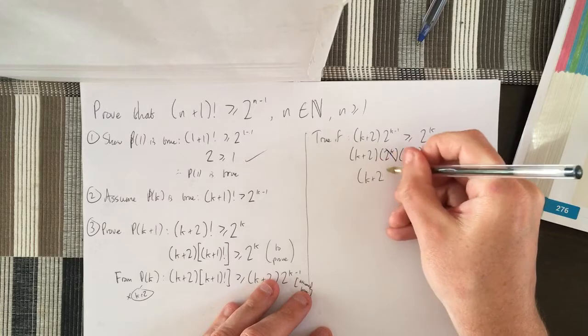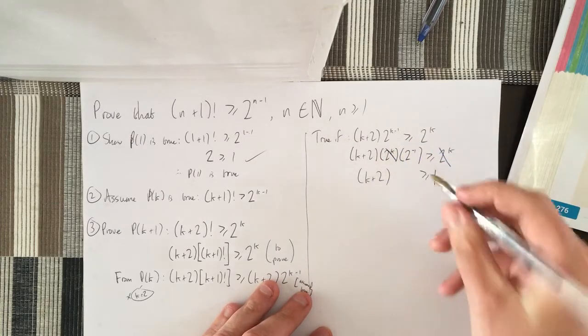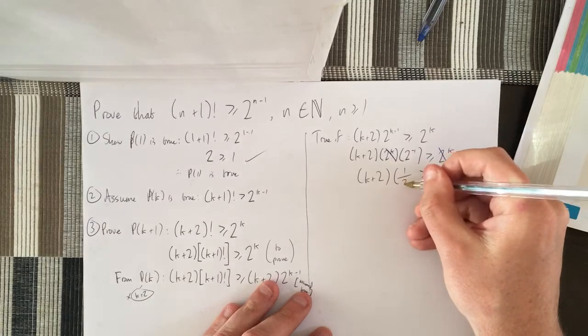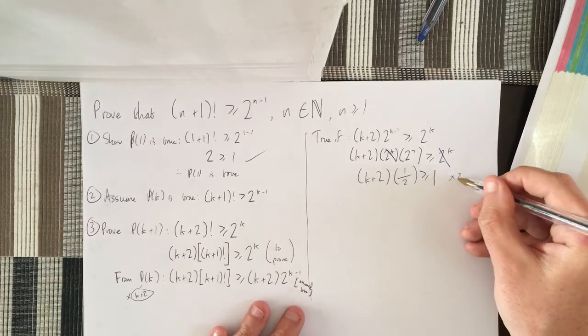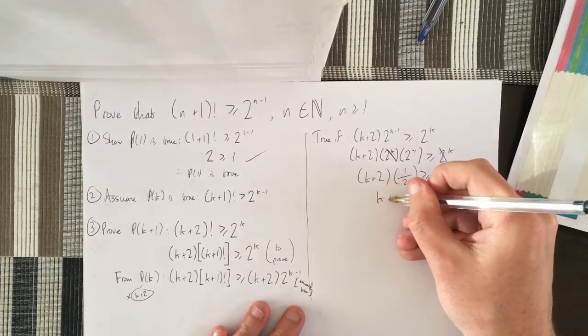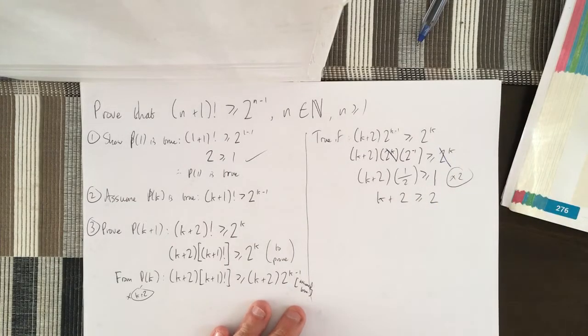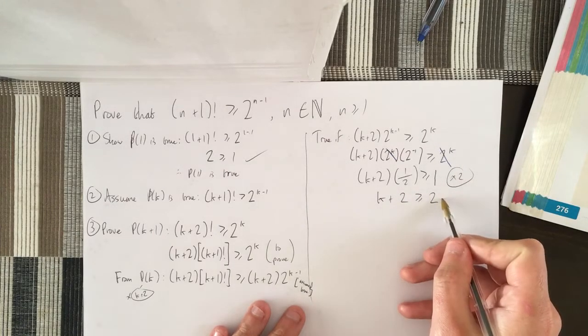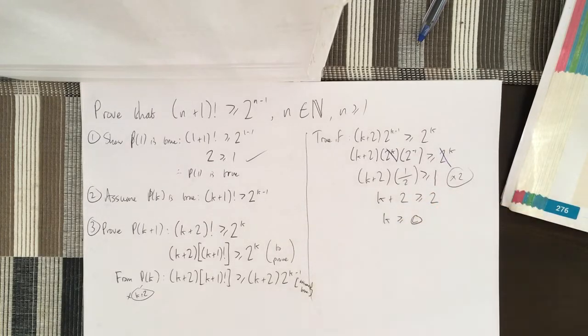So what else have I got? I've got (k+2). 2 to the minus 1, negative power is 1 over. So that's 1 over 2 to the power of 1, or just 1 over 2. So multiply both sides by 2 to get rid of the half. So that will just leave you (k+2) on the left-hand side and 2 on the right-hand side. Bring the 2 over, it becomes minus. 2 minus 2 is 0. So k is greater than or equal to 0.